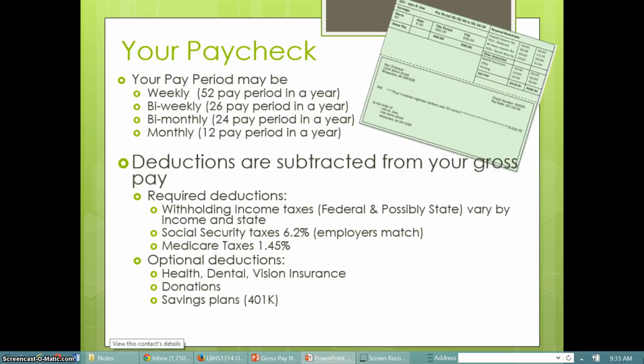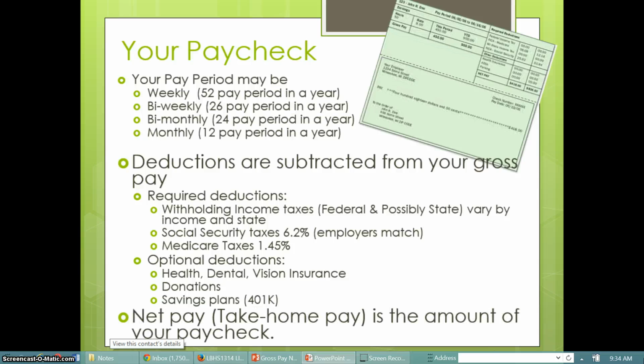Potential optional deductions might be your health, dental, and vision insurance, any donations that you choose to have the employer withhold, and then your savings plan. Maybe you're involved in a 401k through your employer or a 403b through your government job. Net pay is your take-home pay, which is the amount of your paycheck that you get to spend.